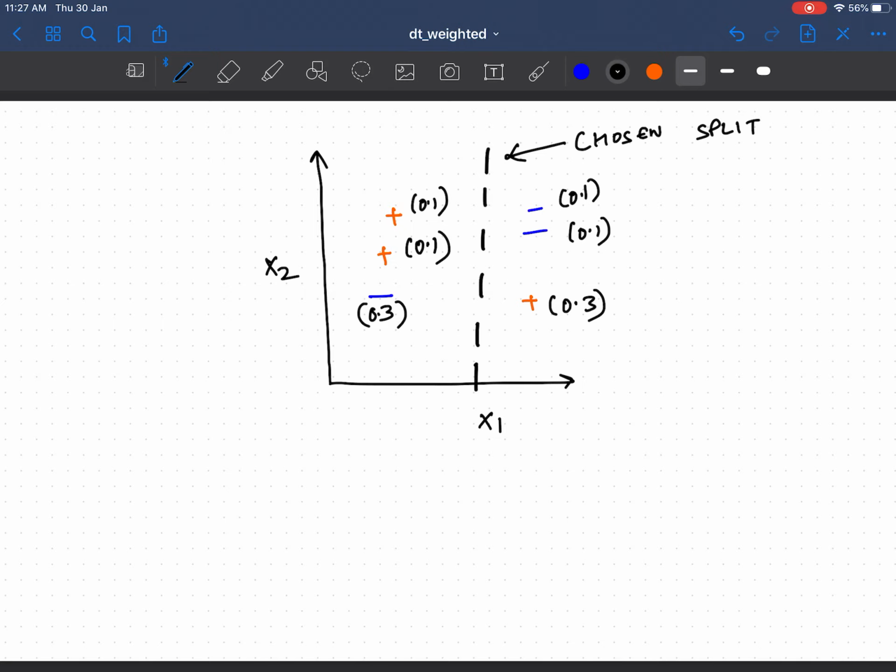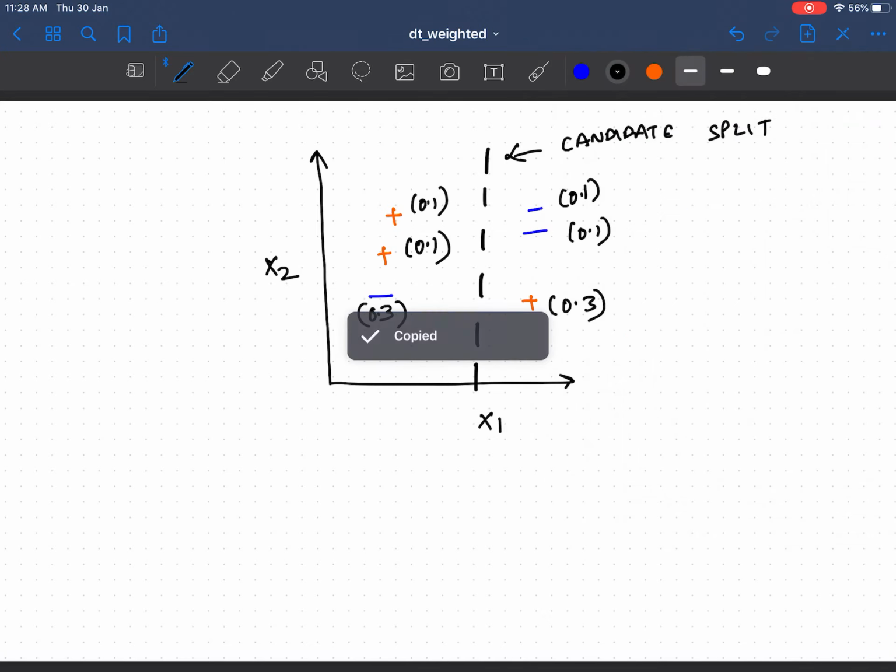So what we're going to do is evaluate how good this particular split is. Let's not call it the chosen split. Let's call it a candidate split. And we want to see how good of a split this is. Now, let's first look at what happens to the left-hand side.